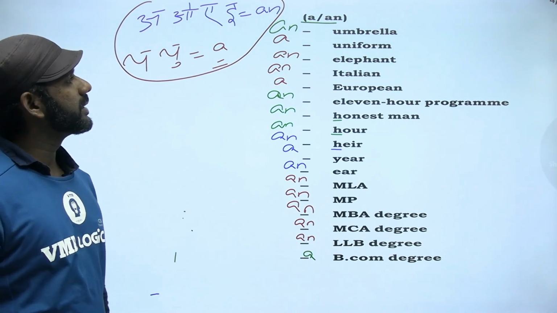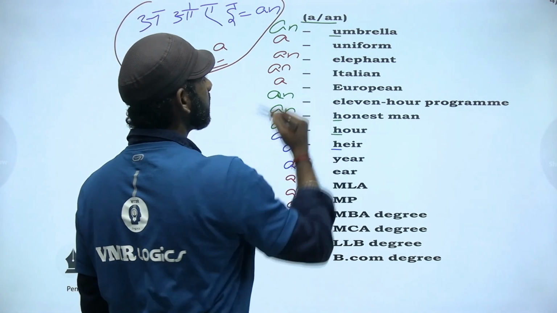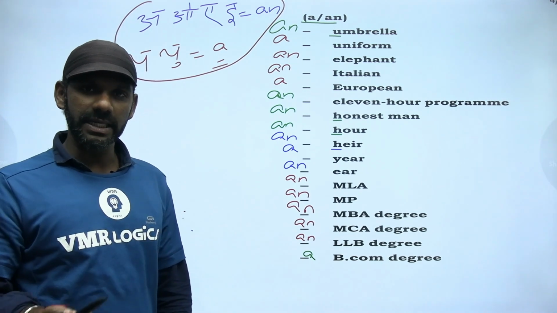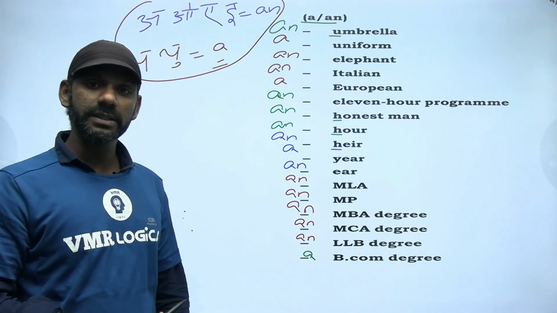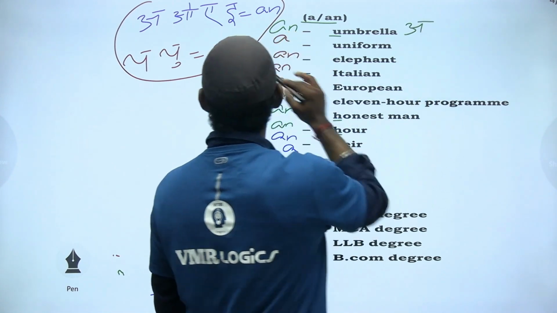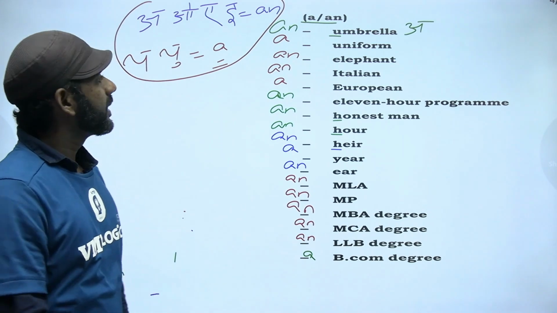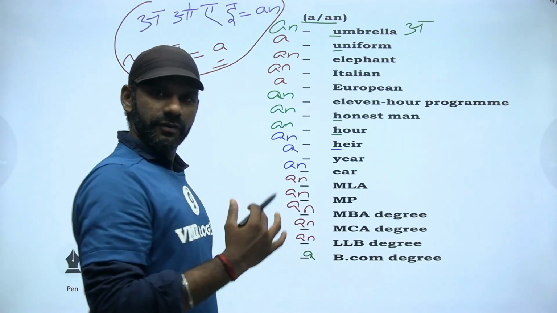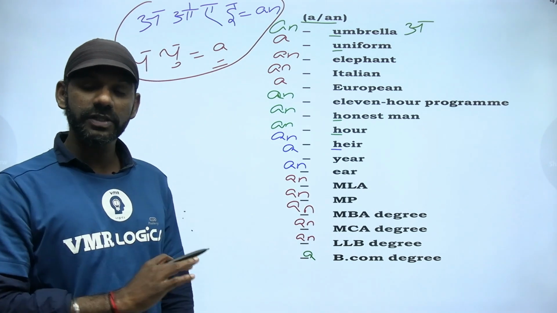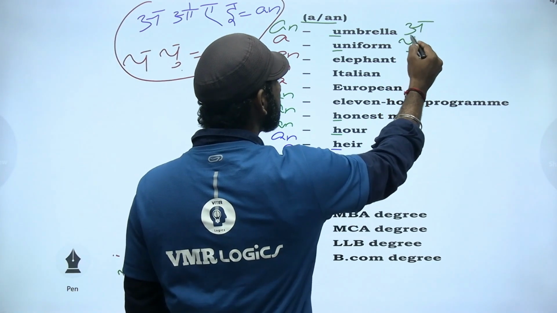Come to the first word. Umbrella. Now, U is a vowel letter. Forget about it. This word is pronounced as umbrella. What's the first sound here? The first sound here is A, so it must be an umbrella. Dash uniform. U is a vowel letter. Forget it. This word is pronounced as uniform. What's the first sound here? Ya is the first sound here, so it must be a uniform.